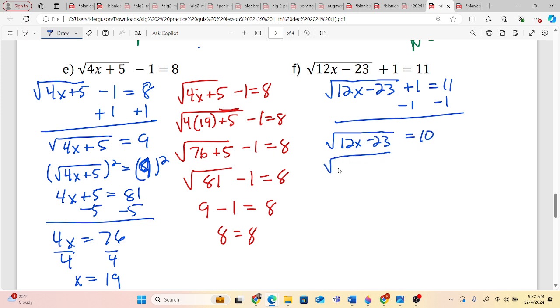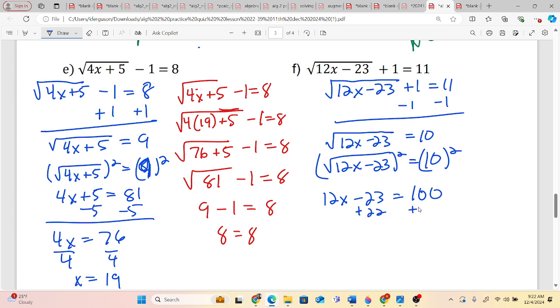So now I've isolated it, so the square root of 12x minus 23, taking that to the second power, equals 10 to the second power. So the square and the square root cancel each other out, so I got 12x minus 23 equals 10 to the second power, which is 100. So I add 23 to both sides, 23, not 22. And now I got 12x equals 123. I divide by 12 on both sides, and I get x equals 123 over 12.